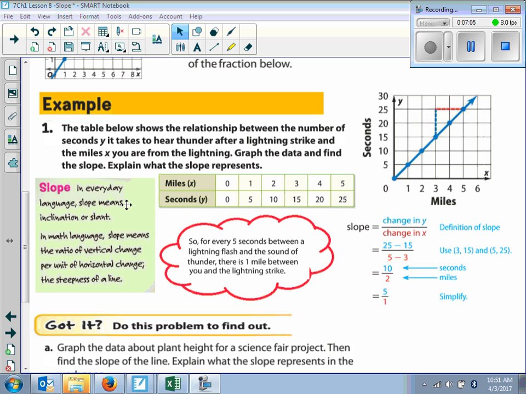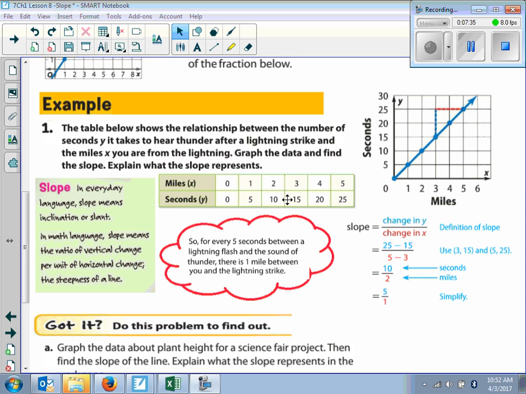Now, in this little sidebar here, in everyday language, slope means that there's an incline or a slant, like on a hill or a skateboard ramp, right? In math language, slope means the ratio of the vertical change per unit of horizontal change. Okay?